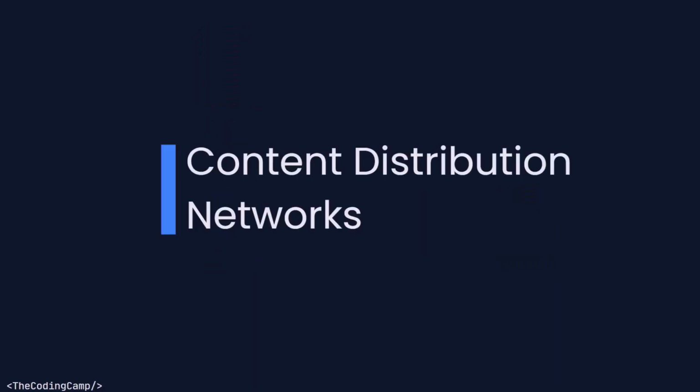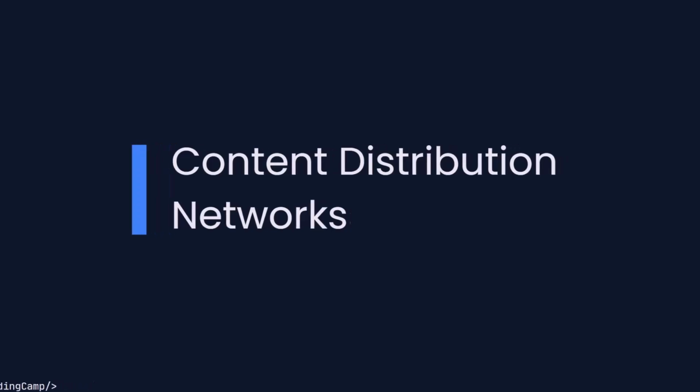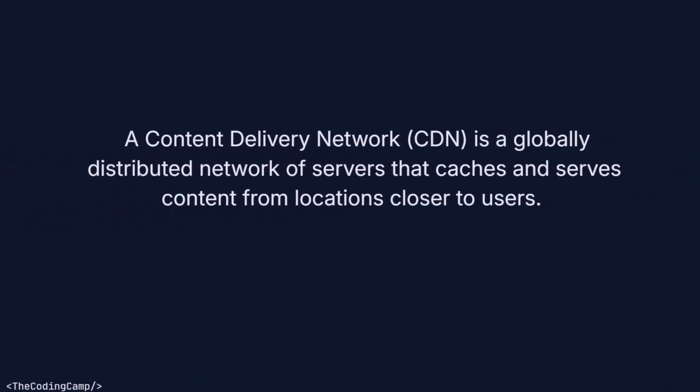Whenever you open a website like YouTube, Netflix, Amazon, or Instagram, content loads quickly no matter where you are in the world. The reason is CDNs. A content delivery network, or CDN, is a globally distributed network of servers that caches and serves content from locations closer to users. Instead of requesting files from the origin server, users fetch cached copies from nearby edge servers.